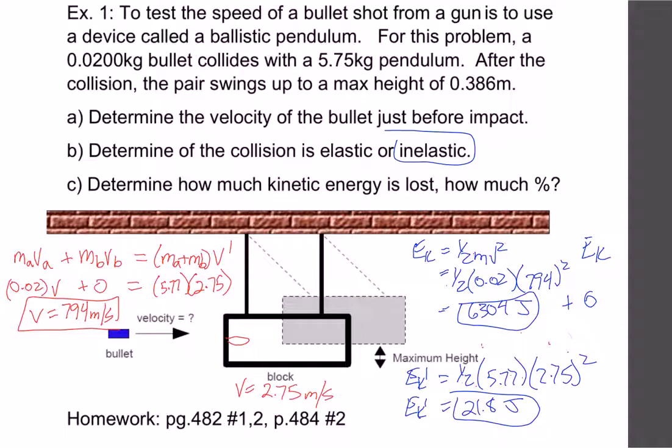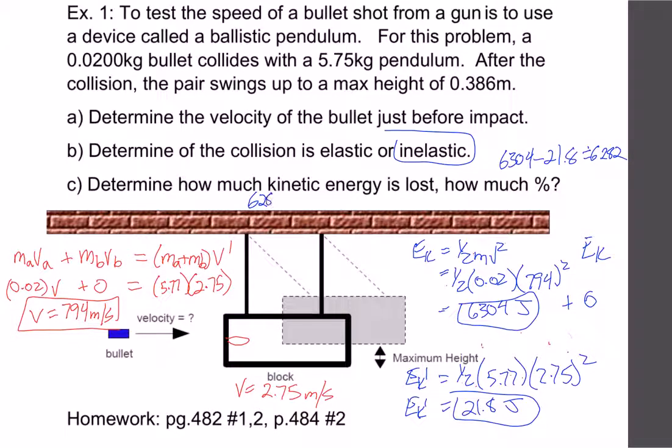So question C now is asking how much is lost and what the percentage would be. So this one's pretty straightforward. Just do some simple math. So if we want to figure out how much it was, the 6304 minus 21.8, so if we subtract the total energy, we'll get 6282 joules. So that would be how much is lost.